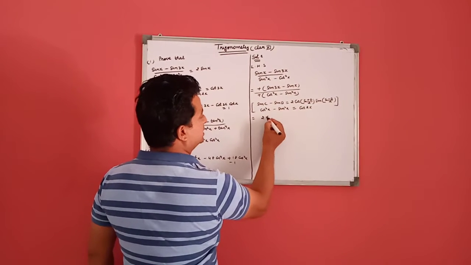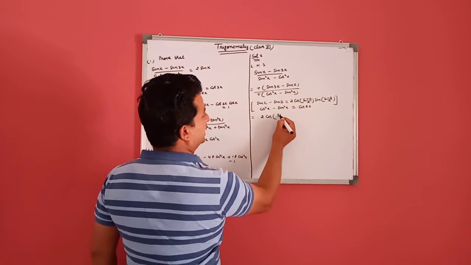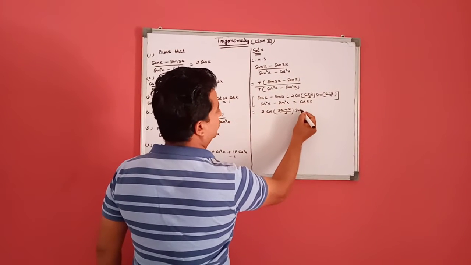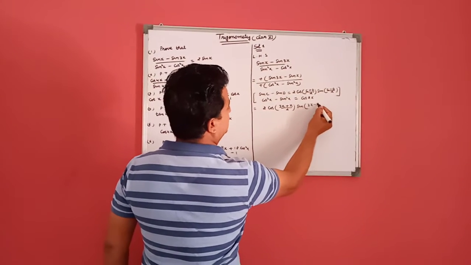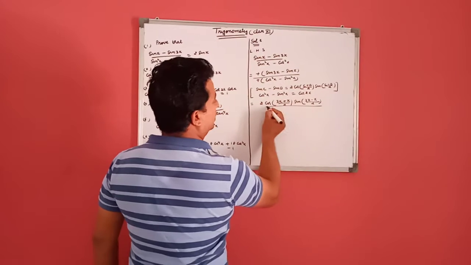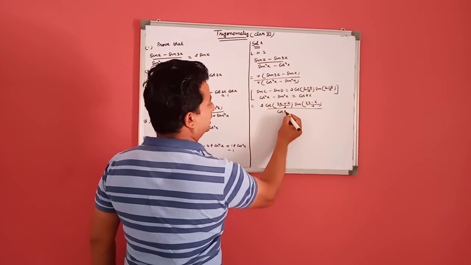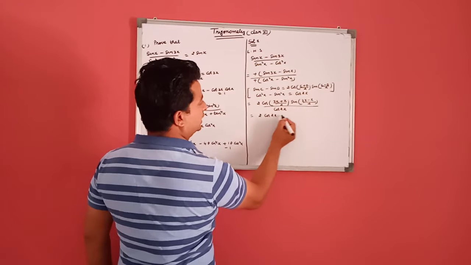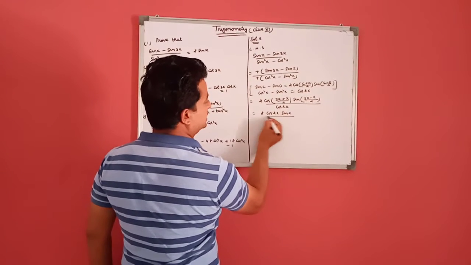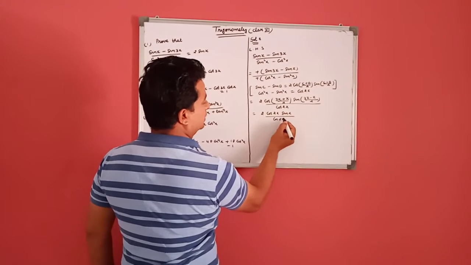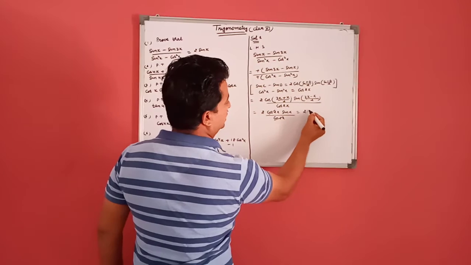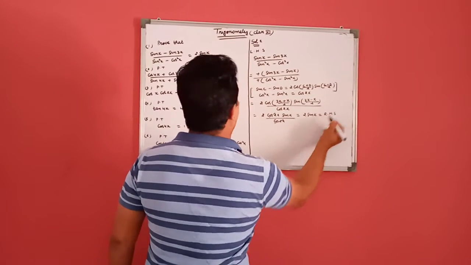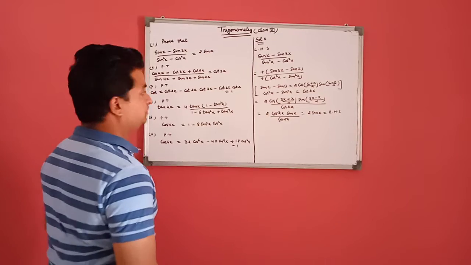When we apply these two formulas, we get 2 cos (3x plus x)/2 into sin (3x minus x)/2, and in the denominator there is cos 2x. This becomes cos 2x into sin x by cos 2x, this cancels out, and this is equal to 2 sin x, which is the right hand side of this question.